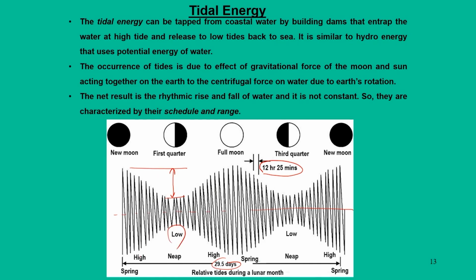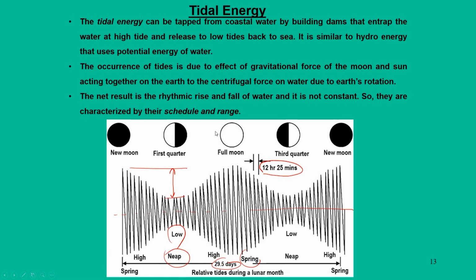So, when you have a new moon, it is a high tide, and we say it is a spring tide, and when it is a low tide, we say neap period. Again during the spring period, we say full moon, and again that means very high tides, and the cycle pattern continues in 29.5 days periods. So, this picture gives relative tides during a lunar month.